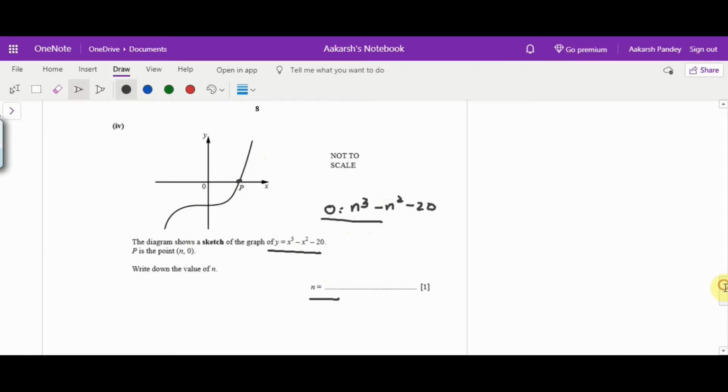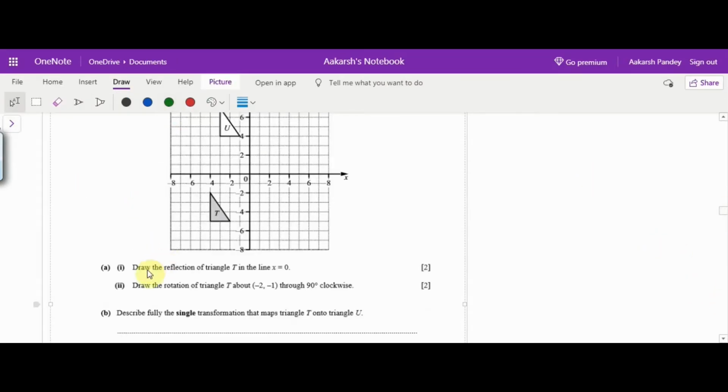Here the next question, they are asking us to draw the reflection of triangle T in the line x equal to 0. X equal to 0 is this line, the y axis. A lot of people get confused in this, but x equal to 0 is this line, the y axis. Why is that? Because x is 0 only on this line. Here the coordinate is 0 comma 1, here it is 0 comma 2, 0 comma 3. So similarly this y axis actually is x equal to 0.